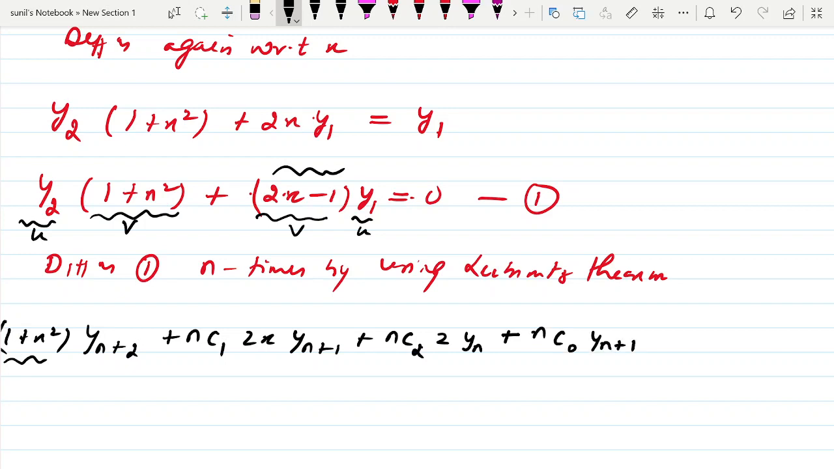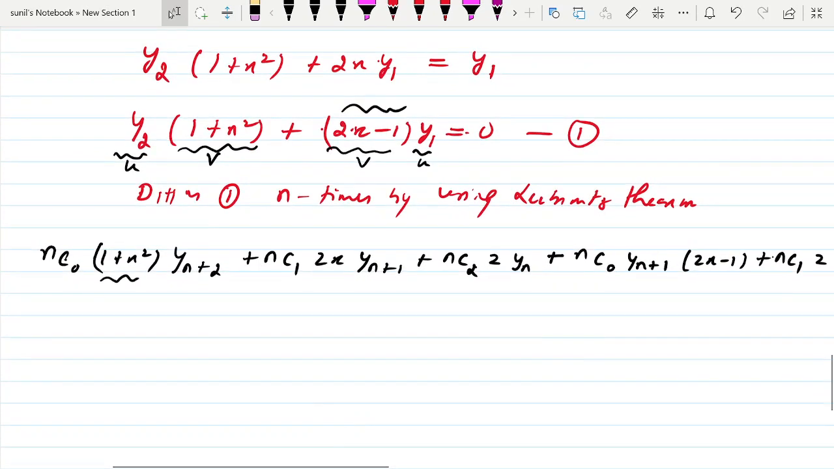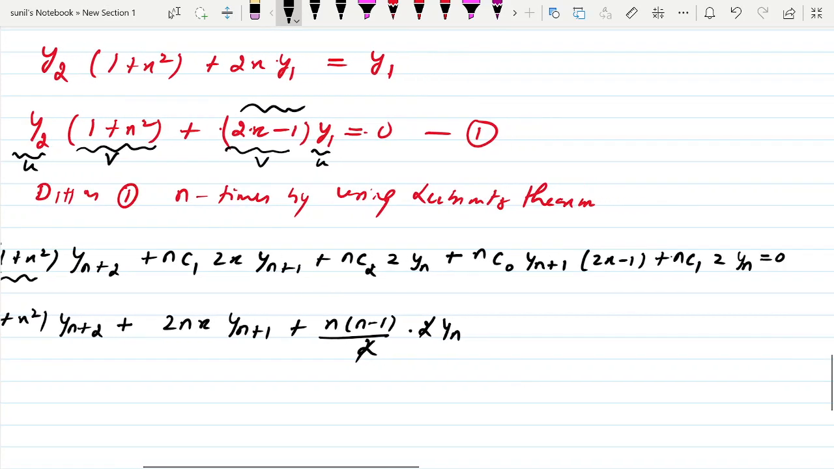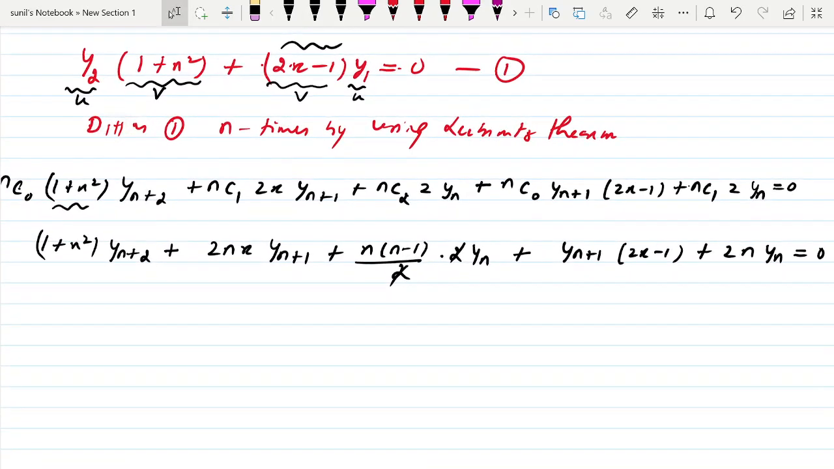Now switch over to this. nC0 yn plus 1 into (2x minus 1), nC1, and the derivative of 2x minus 1 is 2 into yn equals to 0. Now let us rearrange these terms. This is (1 plus x square) into yn plus 2. Now nC1 is n, so this is nothing but 2nx yn plus 1. nC2 is n into n minus 1 over 2, into 2 times yn. This 2 will get cancelled over here. Again nC0 is 1. Now try to understand, nC1 is nothing but n, so 2n yn. Now what we are going to do is rearrange the terms accordingly.